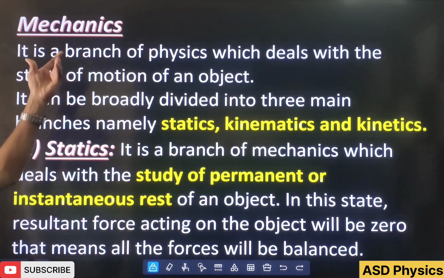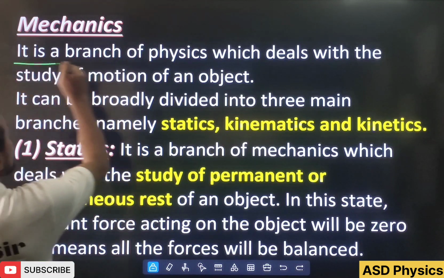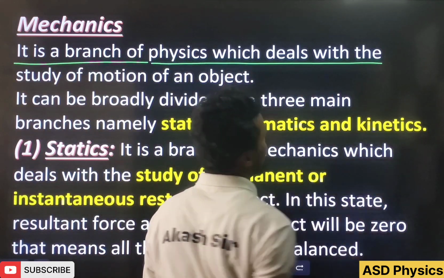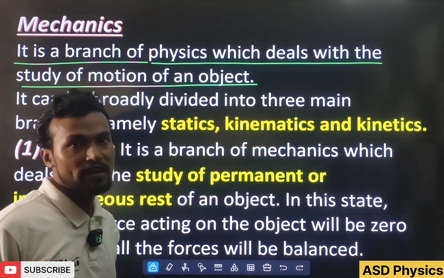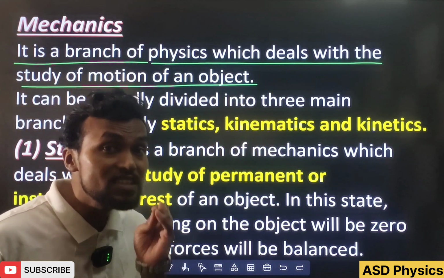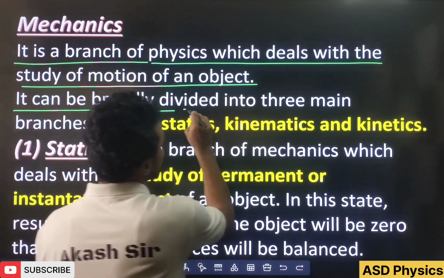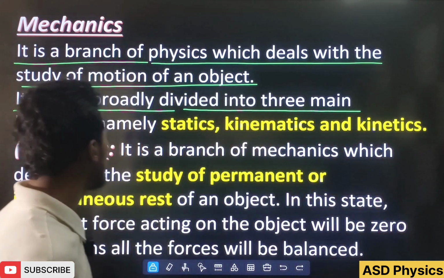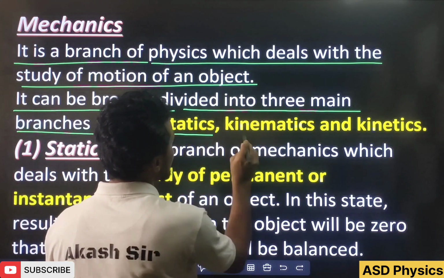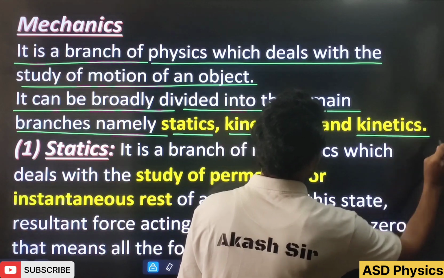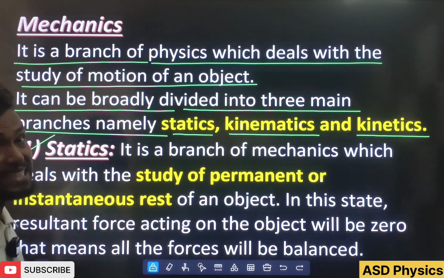So students, you can see very well the topic is mechanics. So what is mechanics? It is a branch of physics which deals with the study of motion of an object. What does it deal with? Study of motion of an object. After that, you can see it can be broadly divided into three main branches. What are the names? Statics, kinematics, and kinetics.